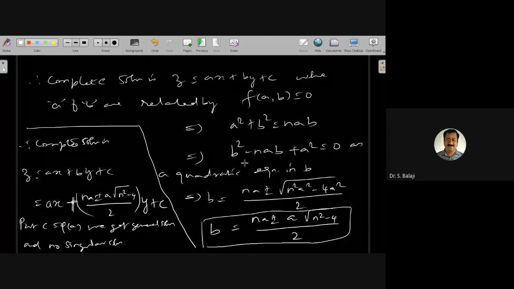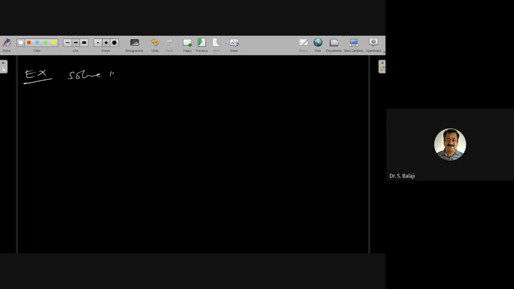Or it is like a quadratic equation in b. We can proceed further. The same way, you try and give the answer for this problem here. Solve the following PDEs. Simple problems only.